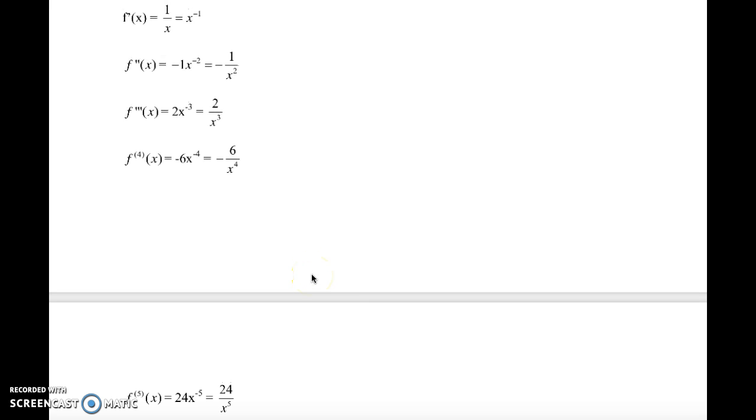So our first derivative was positive. Our second derivative was negative. Our third derivative was positive. Our fourth derivative was negative. And our fifth derivative was positive. So this is going to happen with ln. If we were to take the sixth derivative, we would go back to negative again. So sometimes these rotate signs back and forth. It's really important to just keep an eye on your signs.